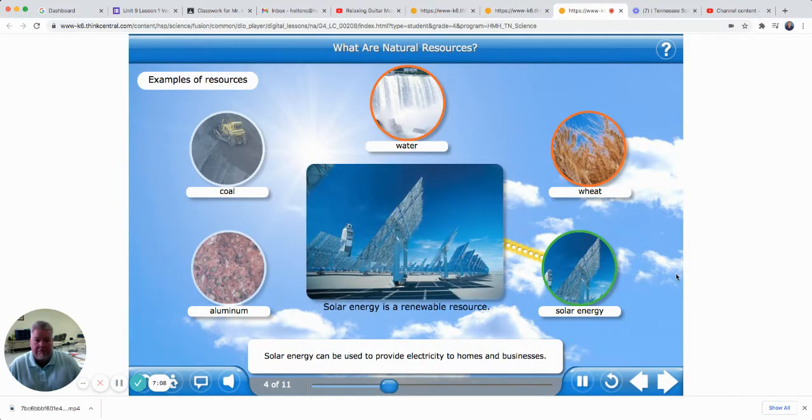Solar energy can be used to provide electricity to homes and businesses. Solar energy is continuously replenished, so it's a renewable resource.